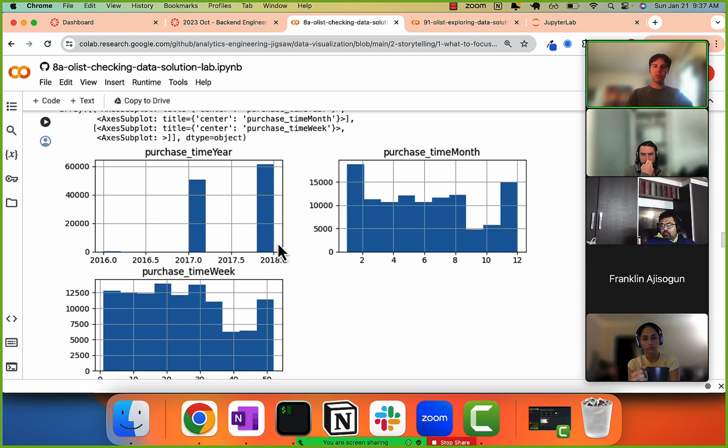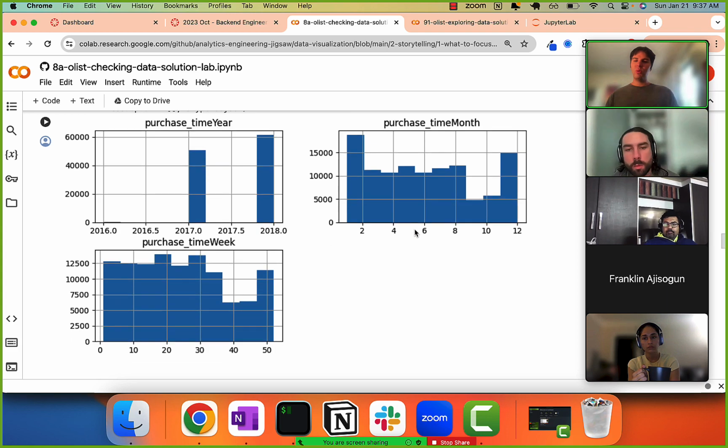all the years. So say we're missing August data in 2018, but we have it in 2017. This histogram is going to cover that up. We might just be missing that data. So we want to be able to detect that.